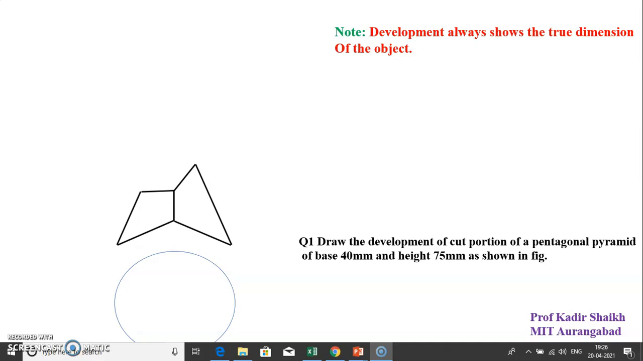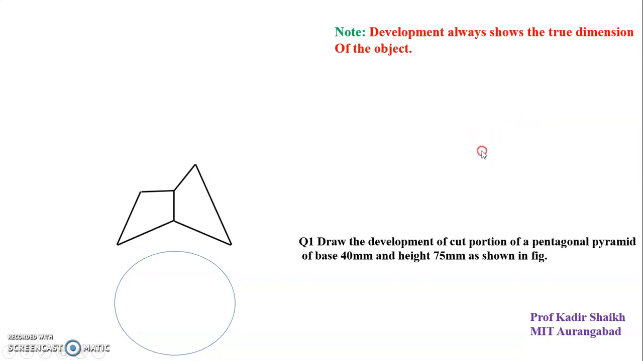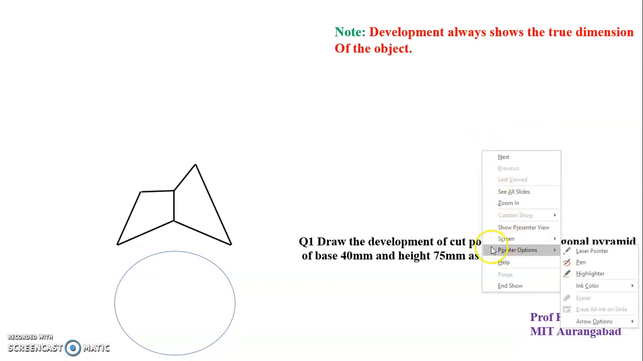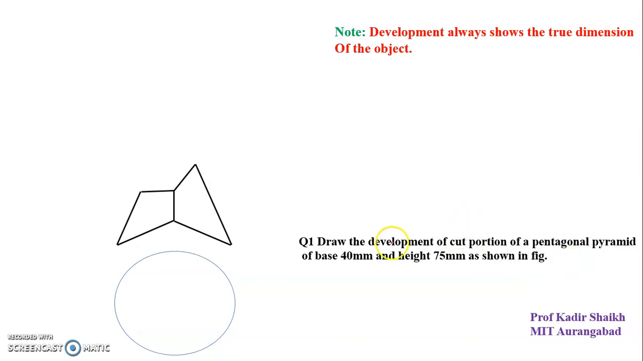Today we will see how to draw the development of one pentagonal pyramid with its cut section. So to start with, I am reading the question. Question number 1. Draw the development of one cut portion of one pentagonal pyramid of base side 40 mm and height 75 mm. So this is the question and the cut section is shown here.